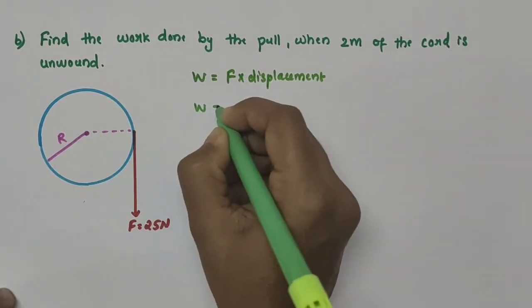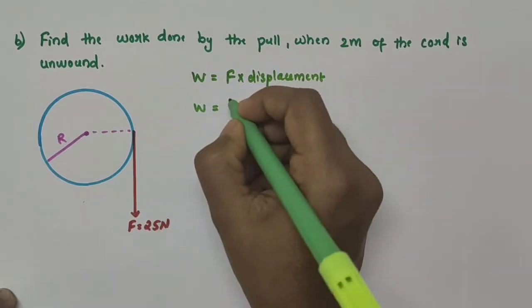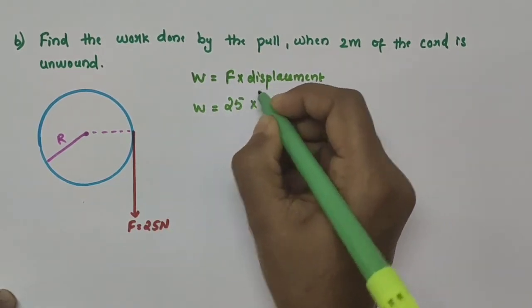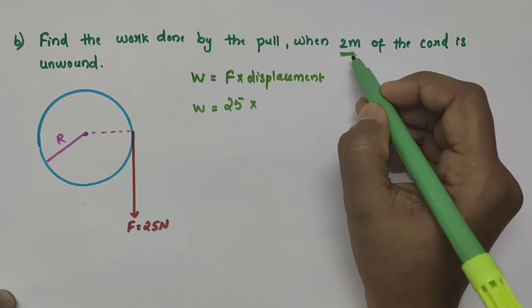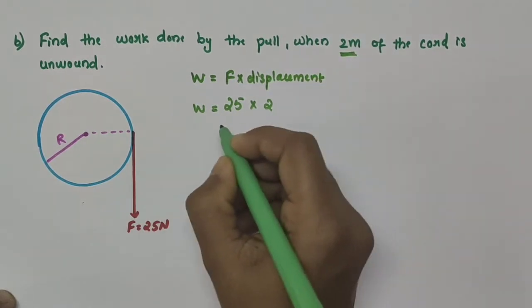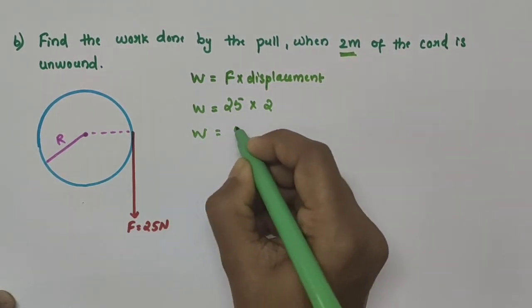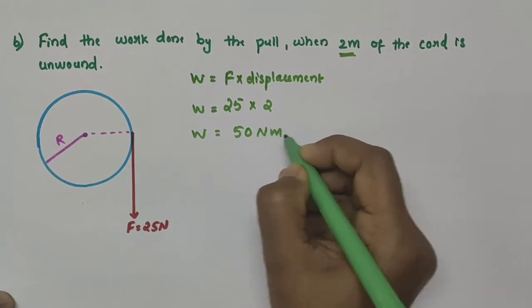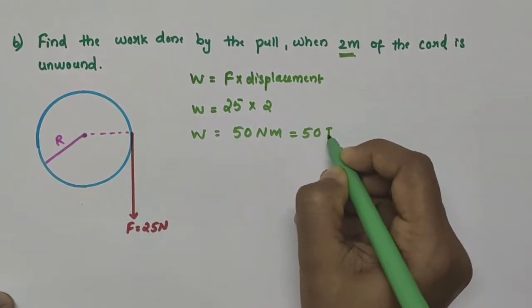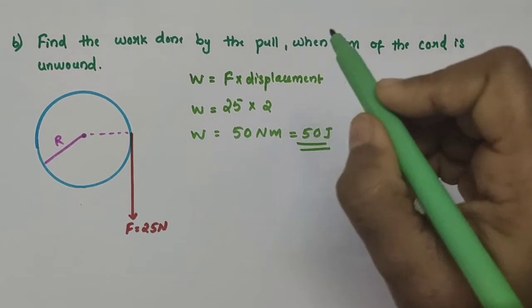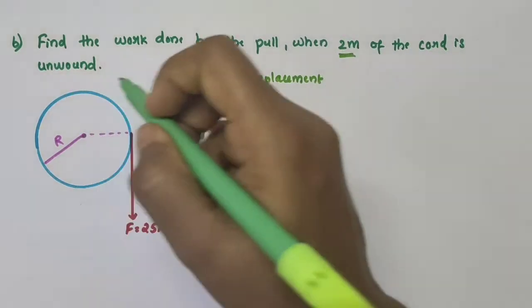So work done W is equal to, what is the force applied here? 25 Newton into what is the displacement? Displacement is given as 2 meters. So 25 into 2 is 50. The unit is Newton meter or joule. So 50 joule is the work done when 2 meter of the cord is unwound.